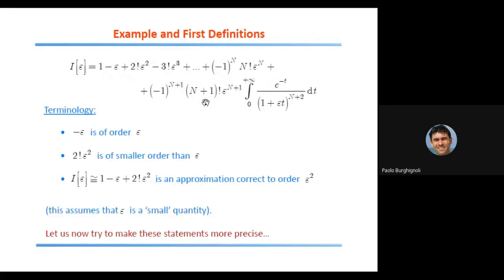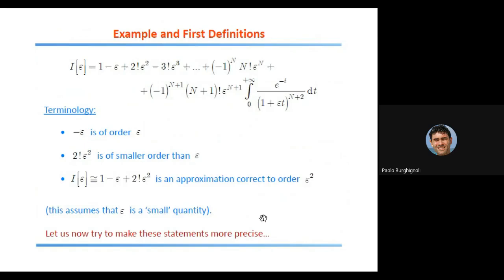This is repeated here for convenience. And let us introduce some very common terminology. We say, for example, that this term here, minus epsilon, is of order epsilon. The next term here, 2 factorial epsilon to the second power, is of smaller order than epsilon. And we say, for example, that if you sum the first 3 terms, 1 minus epsilon plus 2 factorial epsilon squared, this is an approximation of our function I of epsilon, correct to order epsilon squared. Of course, under the assumption that epsilon is a small quantity.